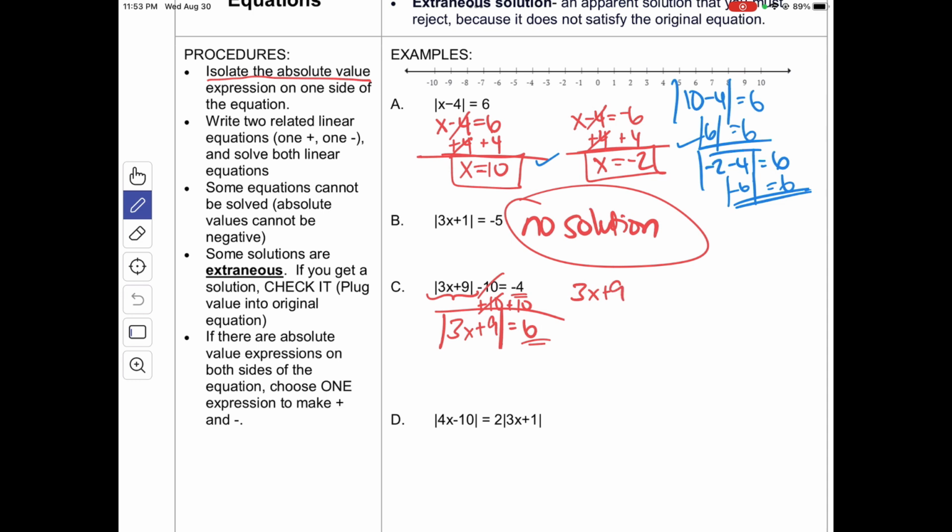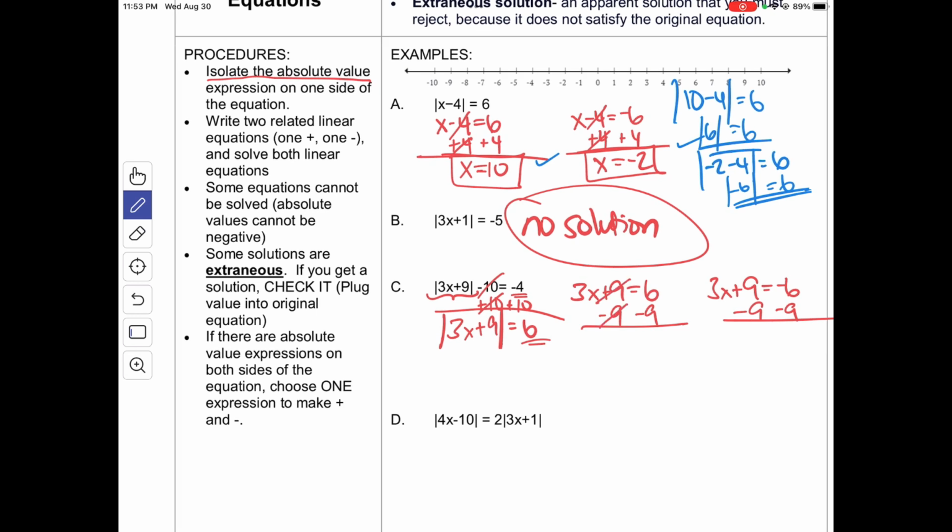3x + 9 = 6, and 3x + 9 = -6. The previous question I did in 2 separate problems, but typically with these problems you do the same thing to both sides of the equation at the same time. So I'm going to go ahead and subtract 9 from both sides of the equation here and 9 from both sides of the equation here, because I'm trying to get x all by itself.